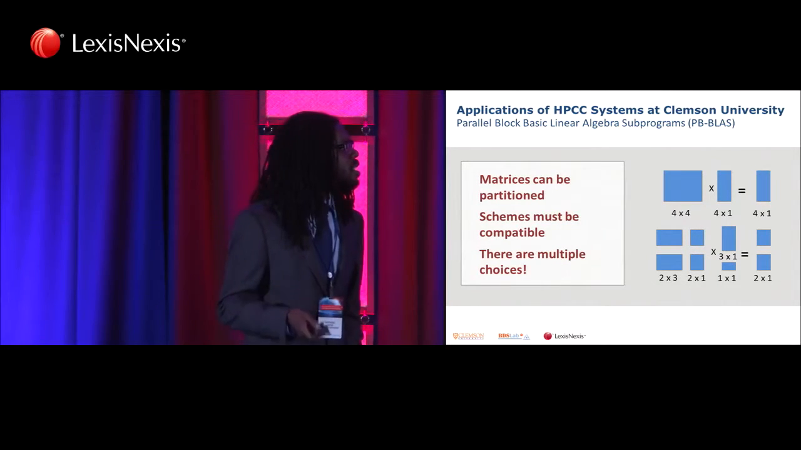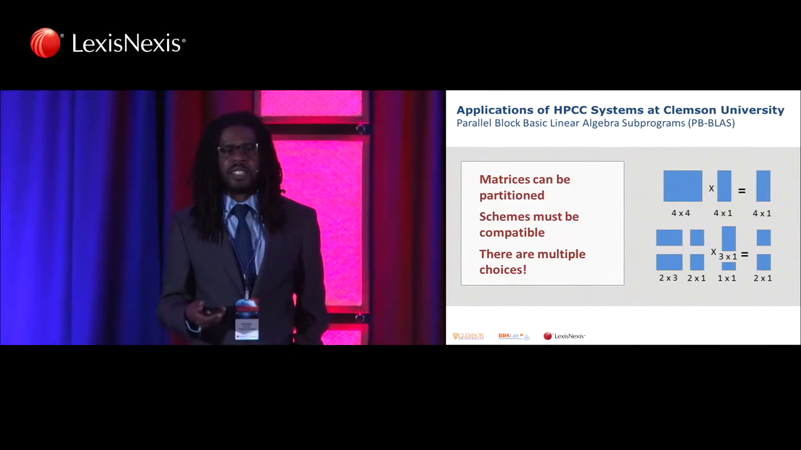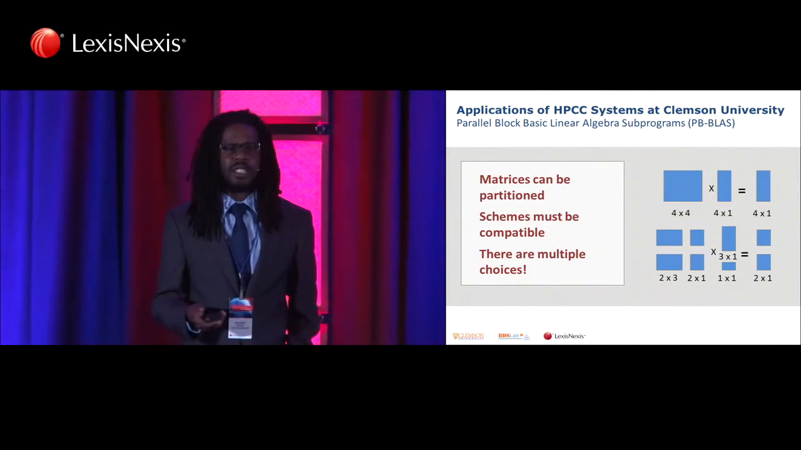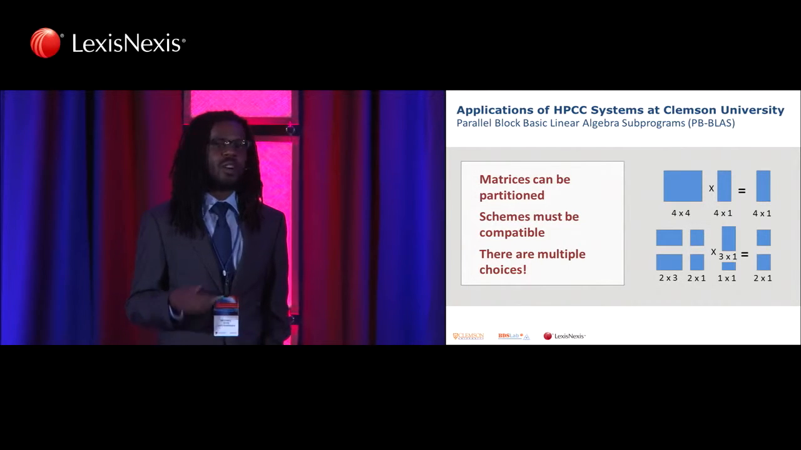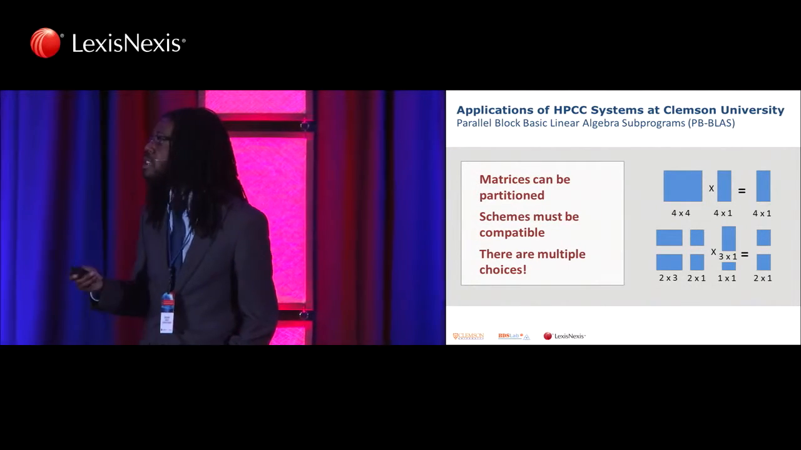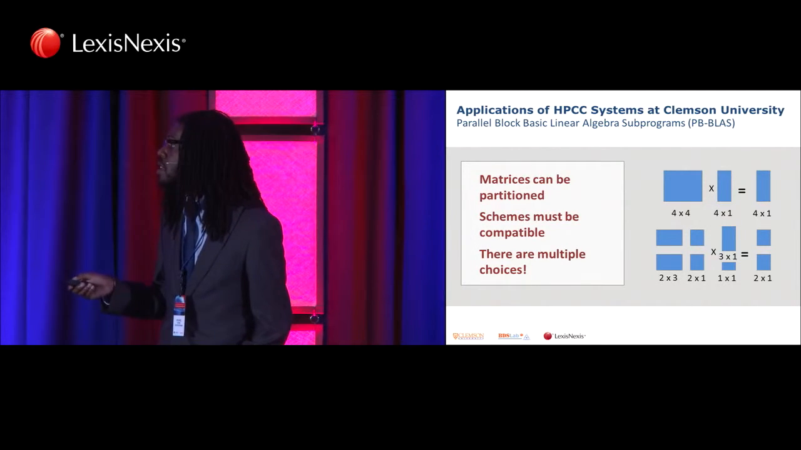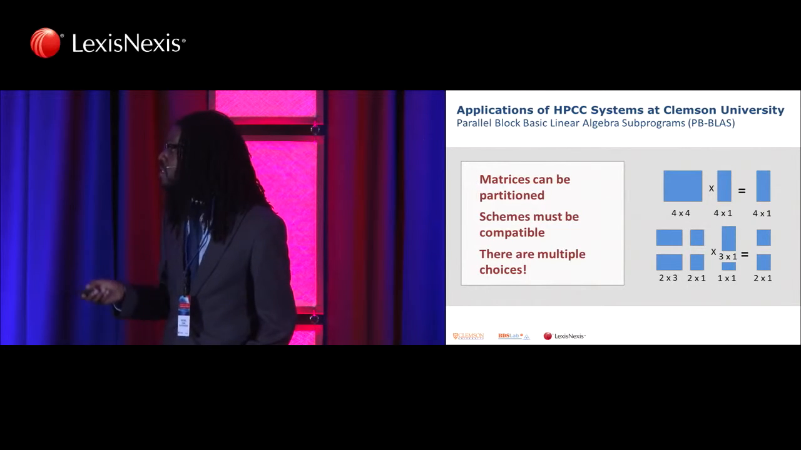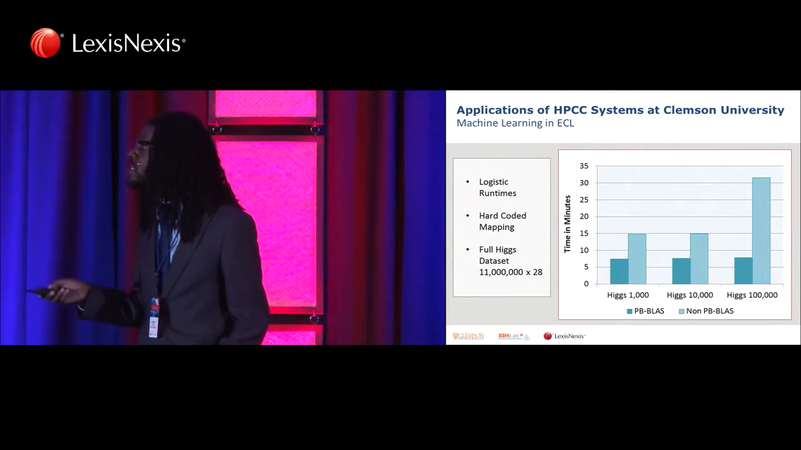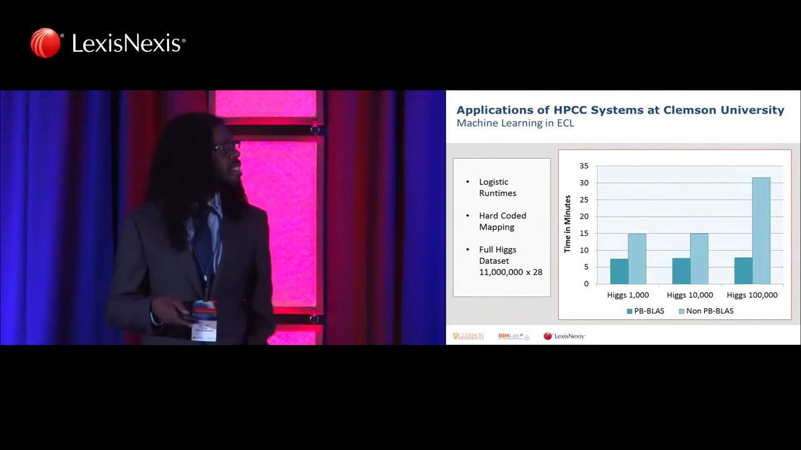One of the reasons this needed to be done is that there was already an implementation of logistic regression in the ECL machine learning library, but it was slower than what they would like to see. So I was tasked to re-implement this and leverage PB-BLAS. Some of the results I had from this are from the Higgs Boson project.